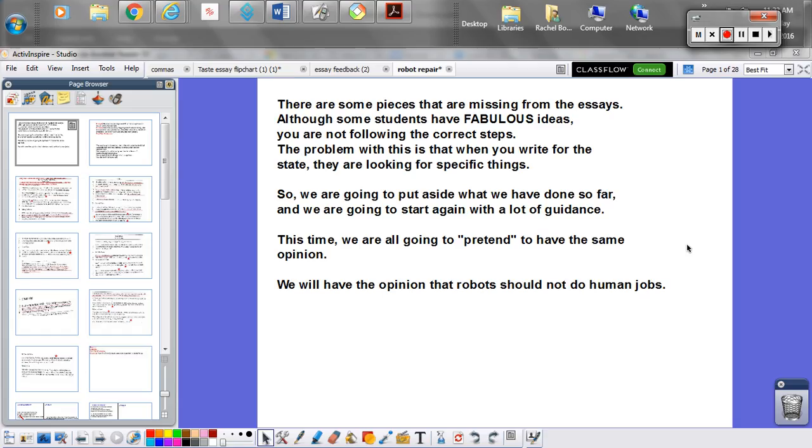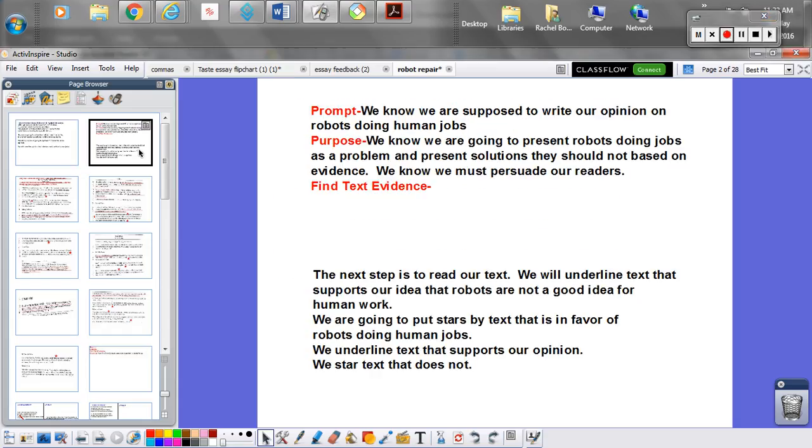This time, we are all going to pretend to have the same opinion. So we're going to go in with the idea that robots should not do human jobs. The first thing that we know from our 10 steps is that we have to read the prompt. And we know we're supposed to write our opinion on robots doing human jobs. We know that our purpose is to present robots doing human jobs as a problem and present solutions that should be based on evidence. We know we must persuade our readers.